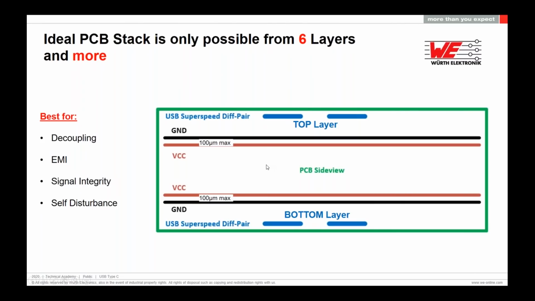And again, to get a very good power integrity in the system, it's recommended that your power ground sandwich here should have a distance between the two planes lower than 100 micrometer. Then you get a good plate capacitor, which has a very low impedance over a wide frequency range and can provide a very good current, let's say HF current or RF current, to the system. And in the end, this is the best compromise for decoupling, power integrity, EMI, signal integrity, and self-disturbance of the system.